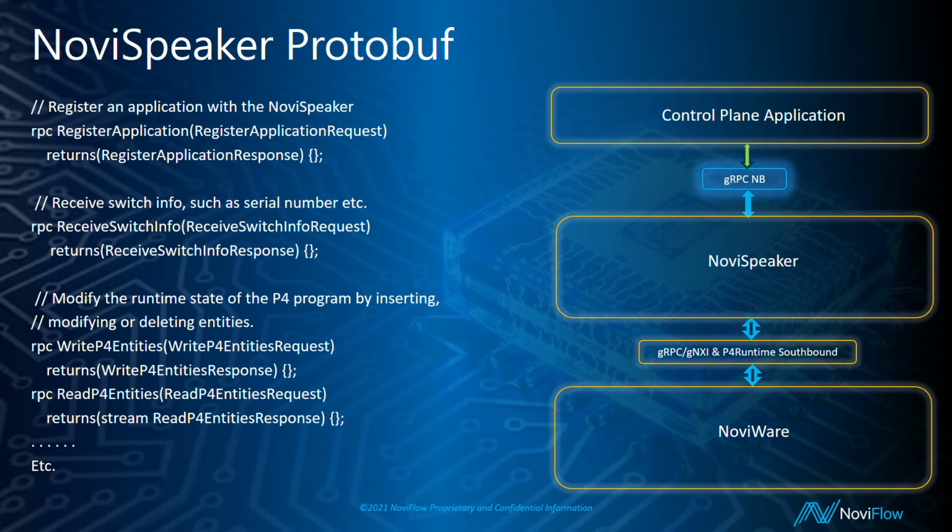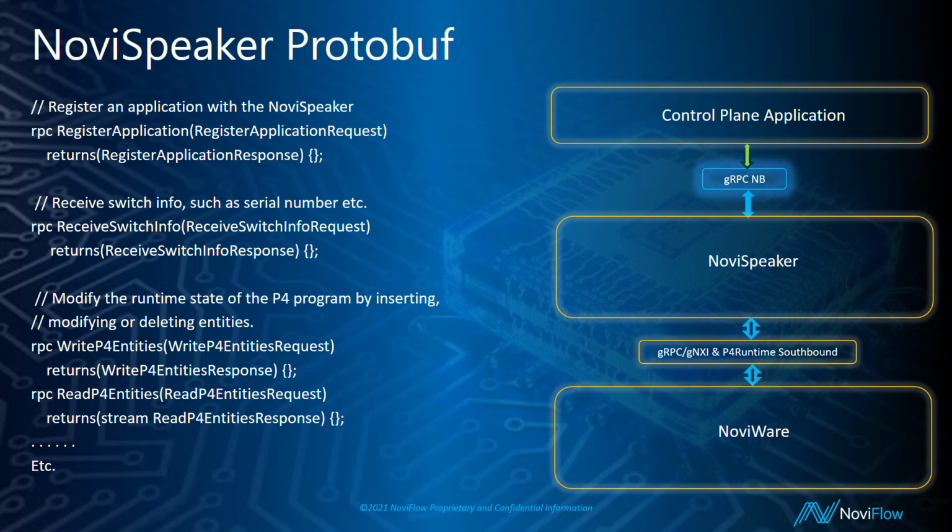Okay, let's move to the next slide, which is more about this Protobuf file for the northbound interface of NoviSpeaker. I would like to talk a little bit about this northbound gRPC interface and how we use this Protobuf file. Once the NoviSpeaker connects with the switch, it fetches some information about the switch through this receive switch info, like the DPID of the switch and other information, especially about the ports, because different hardware form factors are available from the front panel point of view.